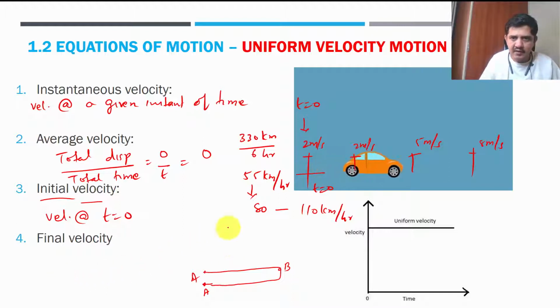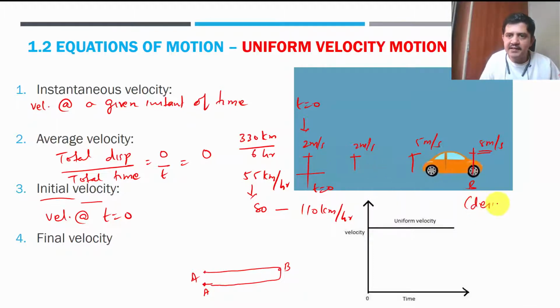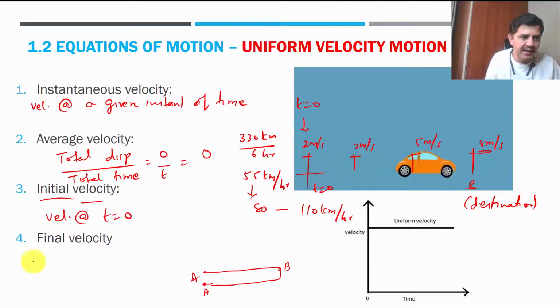Final velocity. In this case the car started to move and it continued to move until it reached a final point over here. At this point the velocity was seen to be 8 meters per second. This is my destination. At the destination, what is my velocity? That will be your final velocity. So we find out the final velocity at the destination. Thus sometimes these can be equal, sometimes they need not be equal.